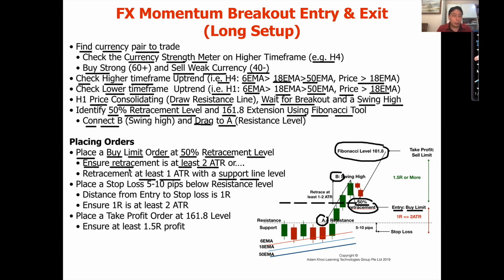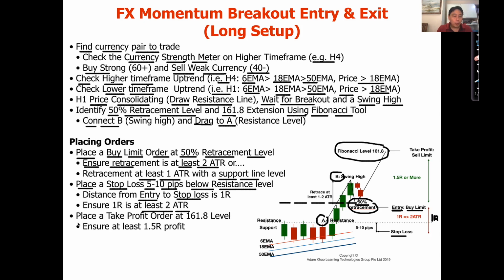Next, where do we place our stop loss? We place our stop loss 5 to 10 pips below the resistance level. Okay, so that's our resistance, that's our point A. Place the stop loss below point A. Anywhere from 5 to 10 pips, it's fine. As long as your entry to stop loss distance, that's your 1R, your 1R distance, you have at least 2 ATR.